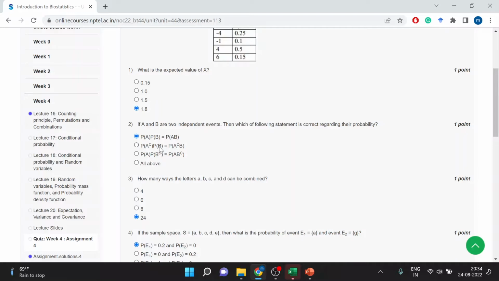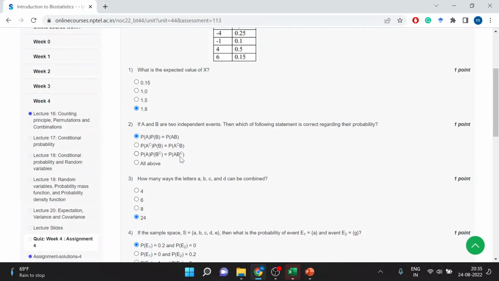Now, the other options, if you look closely, P of A complement into P of B is not independent actually, because P of A complement is nothing but P of B if A and B occupy the entire sample space. So P of A complement will equal P of B if P of A plus P of B equals 1, and in that case, these two sets are not independent of each other. That is P of A complement into P of B, they are actually the same set.